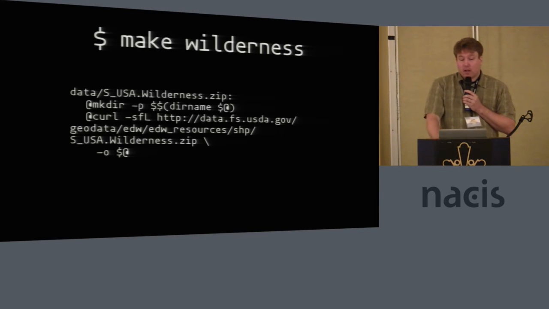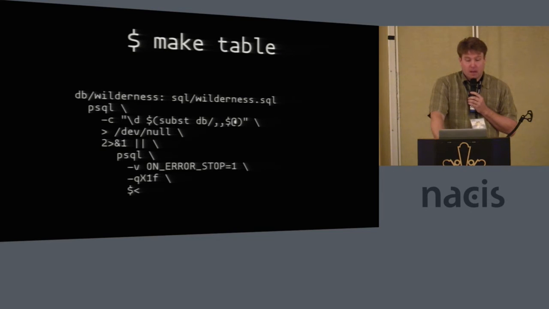A little bit more complicated here. What we're doing is we're silently creating a directory that is the directory of the target. So in this case, it's creating data. And then it's downloading from the Forest Service a zip file and saving it out. You can also do this with database tables.